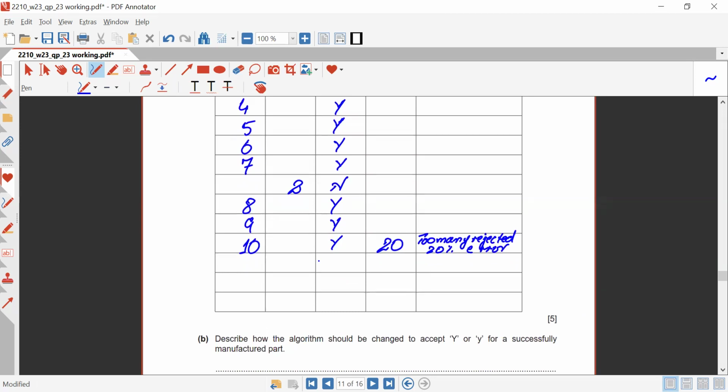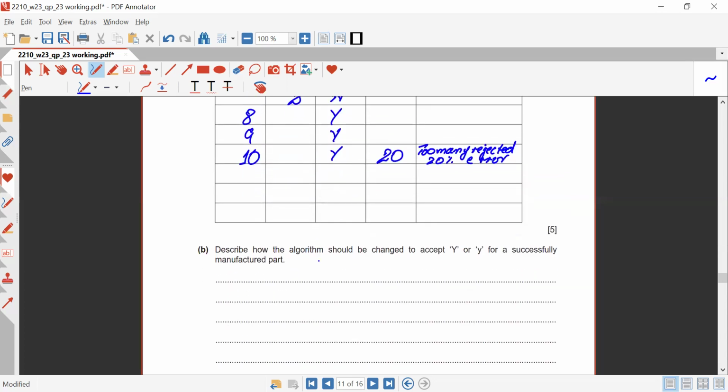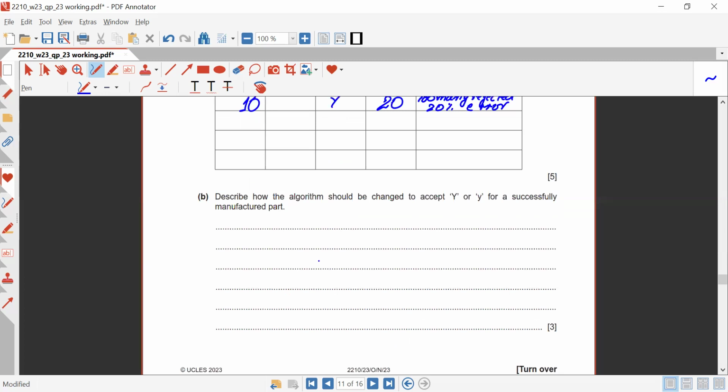Now for part B. Coming towards part B, what does that say? They say describe how the algorithm should be changed to accept Y or y for a successfully manufactured part. They are saying that either it's a capital Y or a small y. So how do you need to do that? It's for the 3 marks.